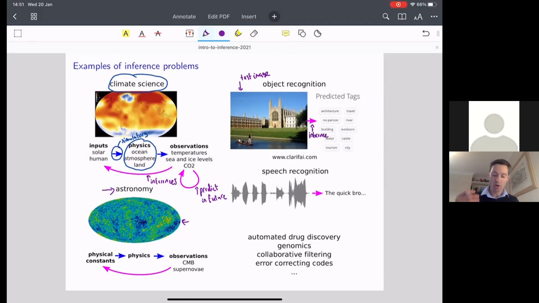And the inference is what particular tags are appropriate for that picture. And the tags might correspond to things like the objects that appear in there, or some overall description of the scene, like it being outdoors, for instance.